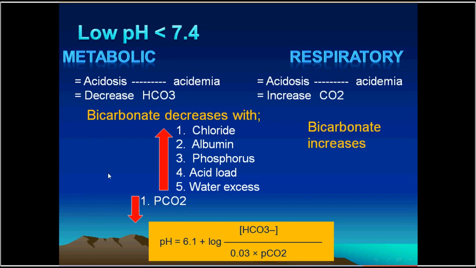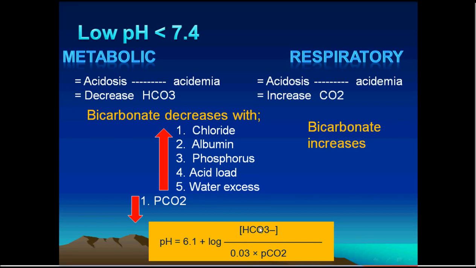So this is a metabolic acidosis in which there is a decrease in the bicarbonate, and at the same time a compensatory washout of carbon dioxide. Or it may be respiratory. This is a low pH, so this is respiratory acidemia, an increase in the carbon dioxide. An increase in the carbon dioxide will be associated with an increase in the bicarbonate as a compensation.